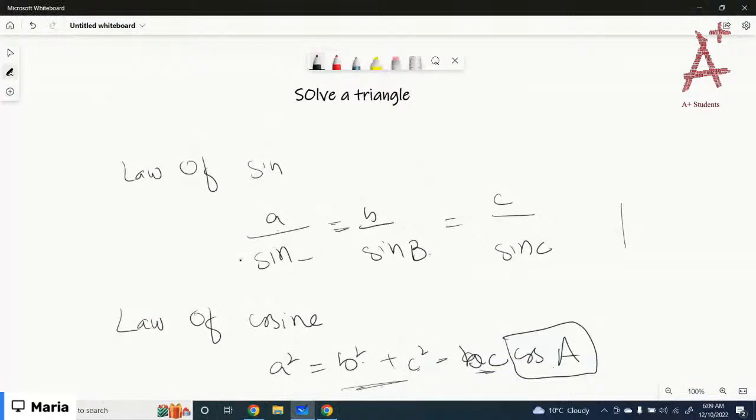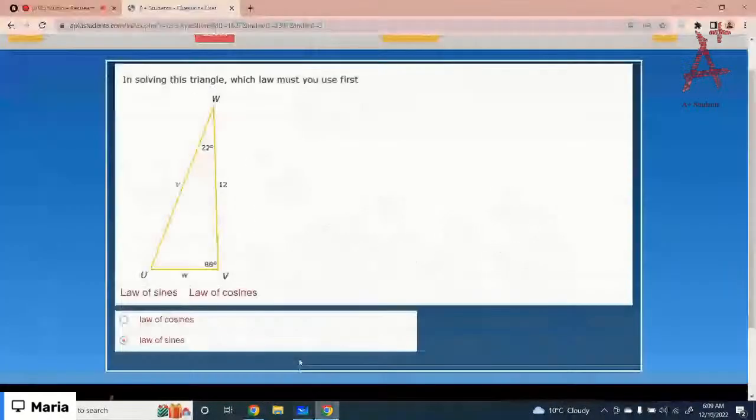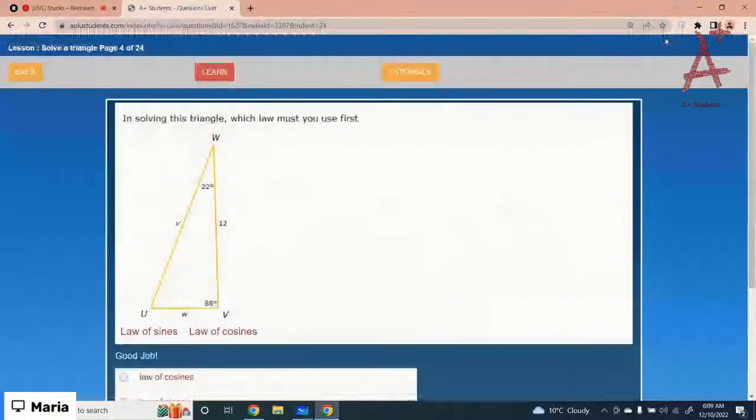In this case, you must use the law of sine because you are given two of the angles. For example, you are given angle A, angle B, and side B. So just one thing is unknown. Got it? So you can use the law of sine in this case. Got it, everyone? So you must use the law of sine. Got it?